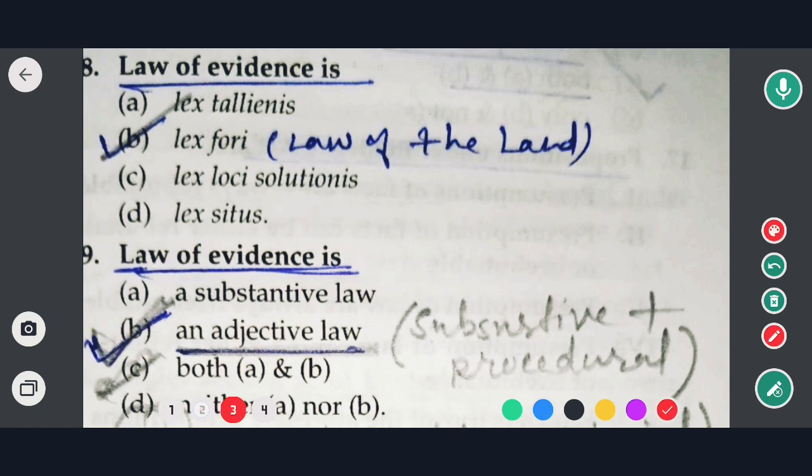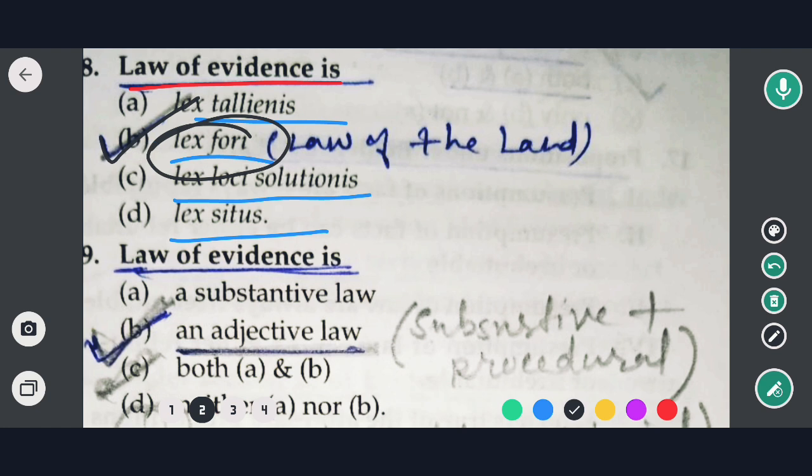See, the first question is: our law of evidence is, options are lex tellinis, lex fori, lex loci solutionis, and lex citus. So the correct answer would be lex fori, that is the law of the land. So in this case option B would be the correct answer.